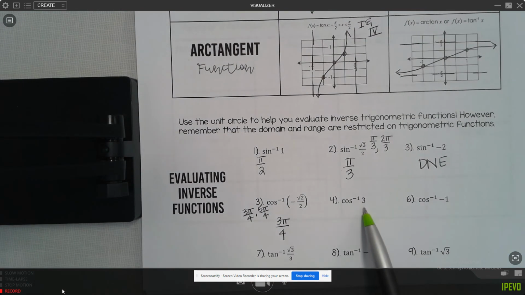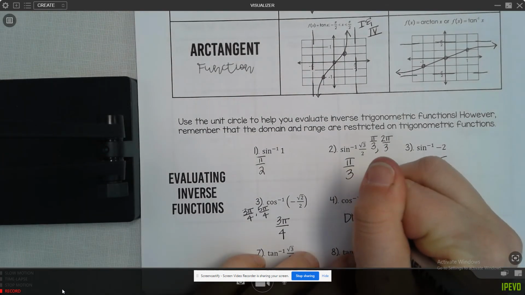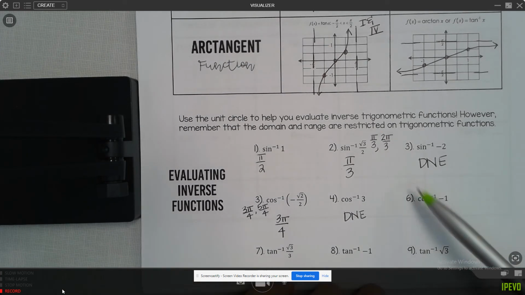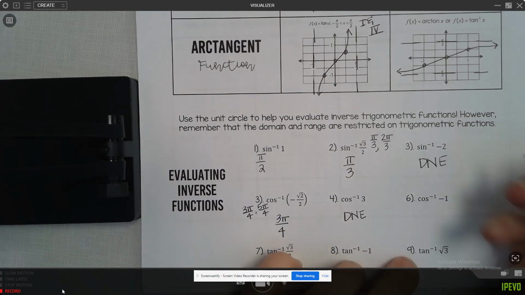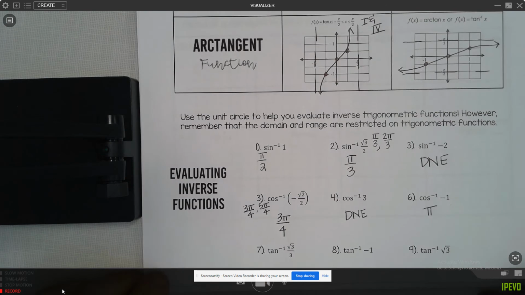Inverse cosine of 3. Does cosine ever equal 3? It does not, so this does not exist. Inverse cosine of negative 1. When does cosine equal negative 1? Remember, we go max, 0, min. That minimum is at pi, which is in my domain, so we're good to go.